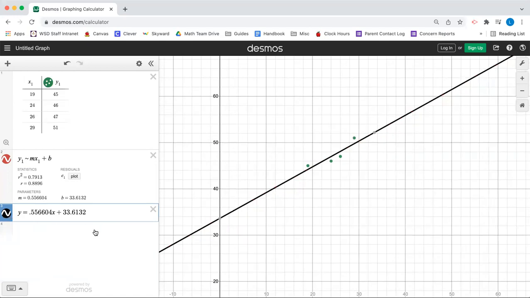And that concludes our use of the Desmos graphing calculator for this chapter. You will be expected to be able to enter tables as we did here, as well as find the line of best fit using the linear regression tool that is present here on the test.